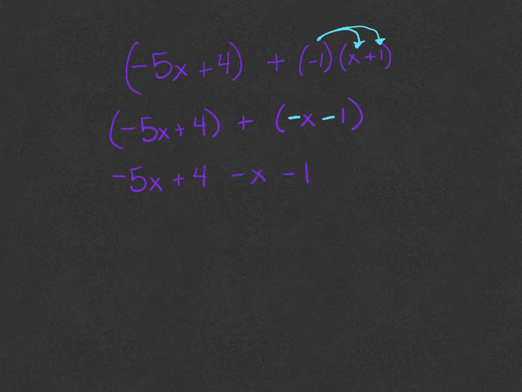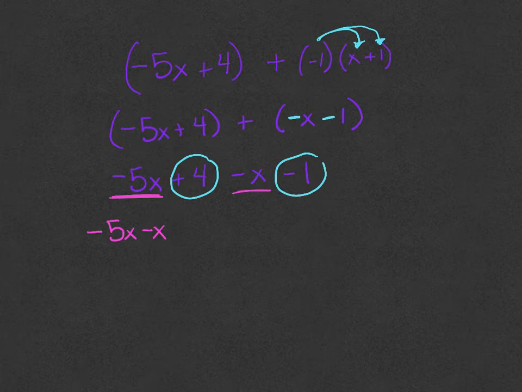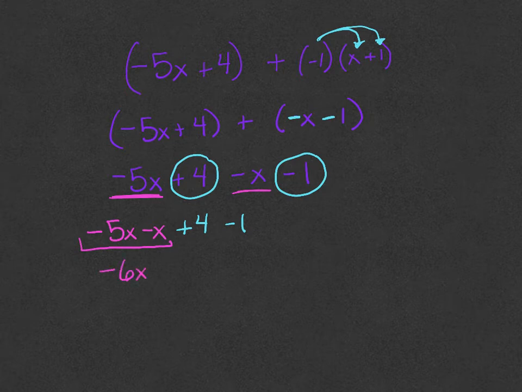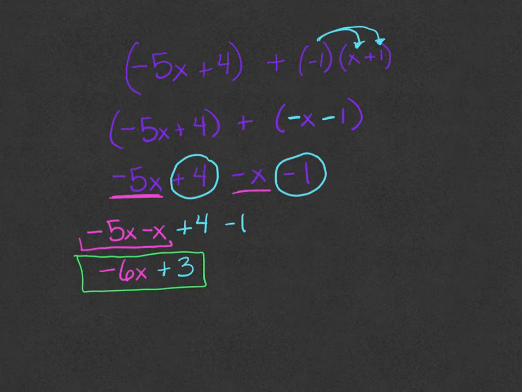All right. Next step is I'm going to combine like terms. So I see that I have a negative 5x and a negative x. So I'm going to put them first next to each other, and then I can combine. And then I have a positive 4 and a minus 1, so plus 4 minus 1. Let's go ahead and combine my variables, or my x's, first. So I have negative 5x minus x, so that's negative 6x. And then I have a 4 minus 1, and that would just be plus 3. And that would be my final answer, negative 6x plus 3.